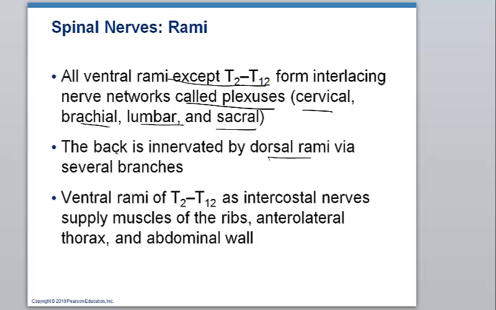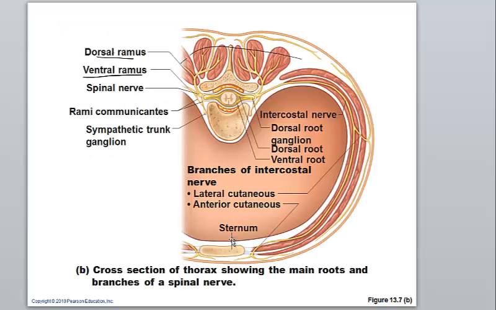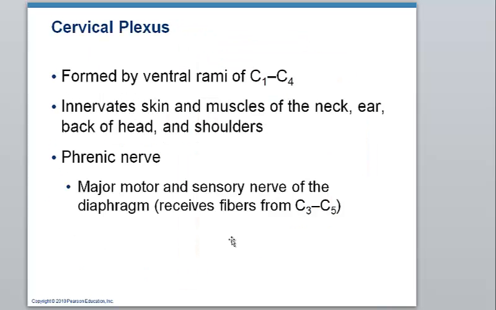Again, the dorsal rami go to your back, innervating the skeletal muscles. Ventral rami form plexus except T2 to T12. What happens in T2 to T12? The ventral rami form intercostal nerves and innervate the muscles of your ribs, the thorax, and abdominal wall. So that's basically what happens to all these rami that you have.